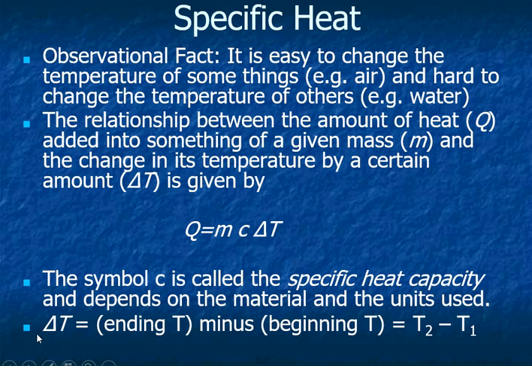Now here we're showing delta T as a change in temperature, so that's going to be equal to the ending temperature, whatever you end up with, minus the beginning temperature. So delta T is equal to what we're ending up with minus what we start with.